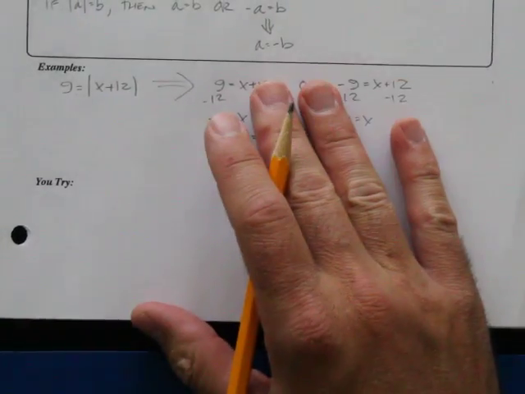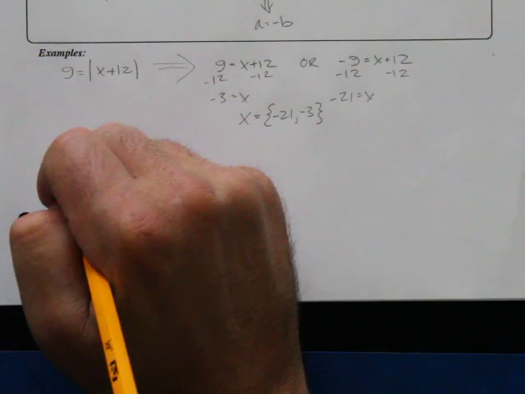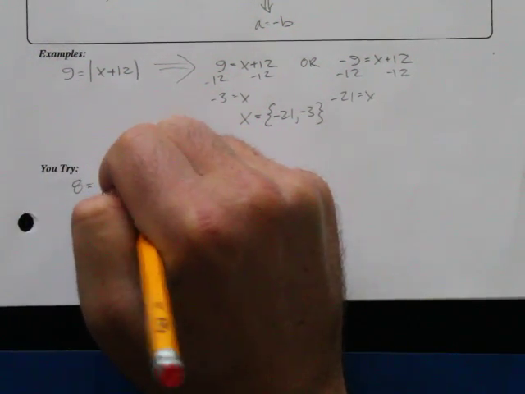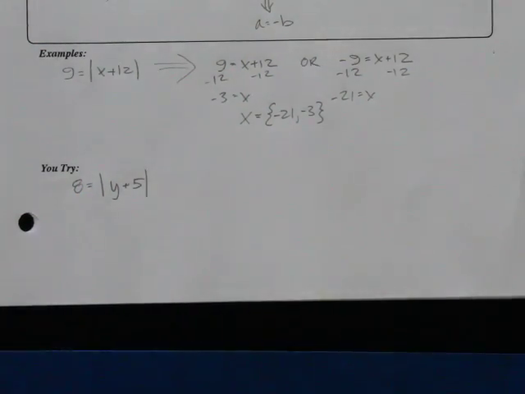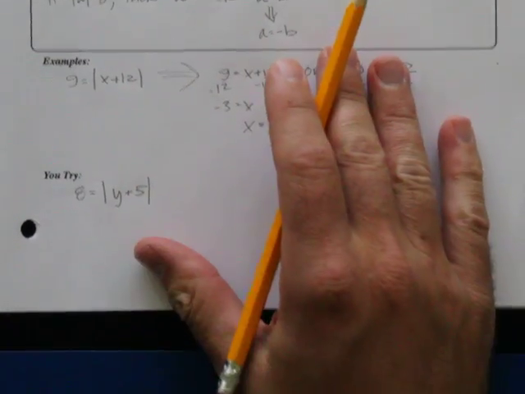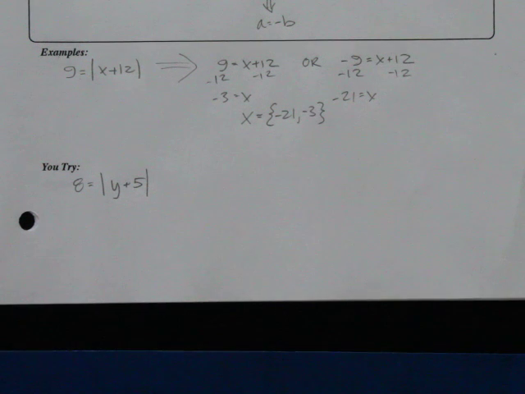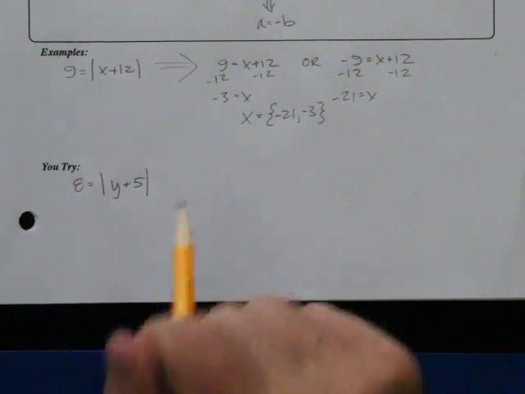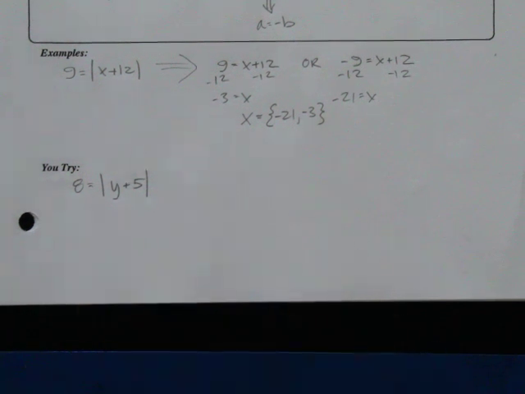All right, let's have you do one. 8 equals the absolute value of y plus 5. All right, so follow this example that we just did. Do this work, find out what y equals, and we'll talk about it. Press pause now and get to work.